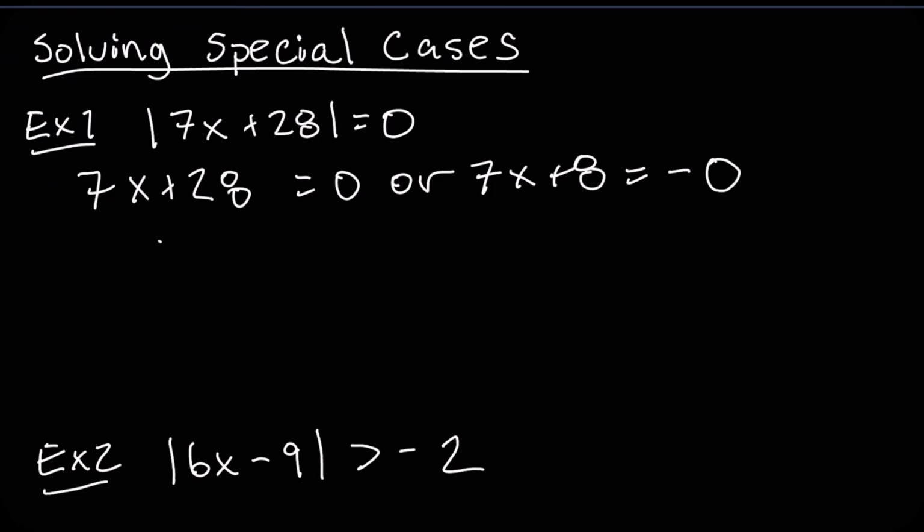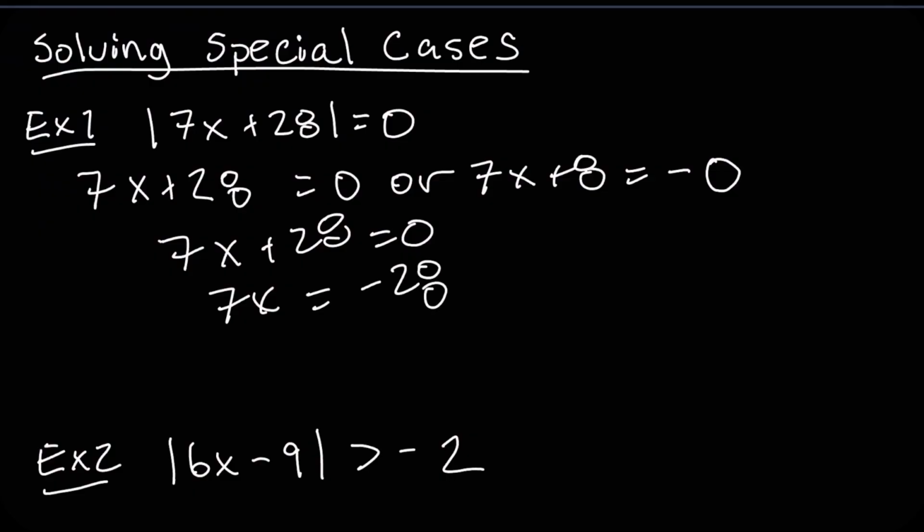So we'll have 7x + 28 = 0. 7x is equal to -28, or x is equal to -4. So we really just have one solution here, which is going to be our -4.